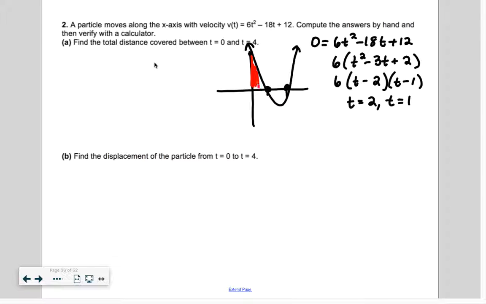Because we have from 0 to 1, and then what happens? This part flips over the axis, right? So we have from 1 to 2. And then we have from 2 to 4.